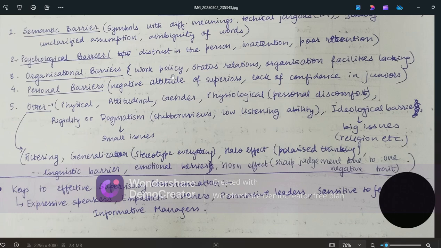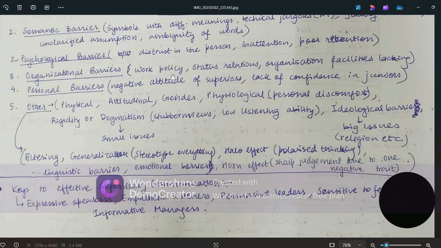Another can be ideological barrier. This is basically issues, but they are big in nature, like religion, etc. Other can be filtering, generalization, like stereotyping everything, or halo effect. Halo effect means when your thinking is very polarized in a single direction. Linguistic barrier might be there, emotional barrier might be there.